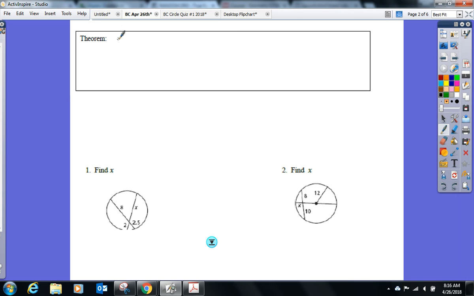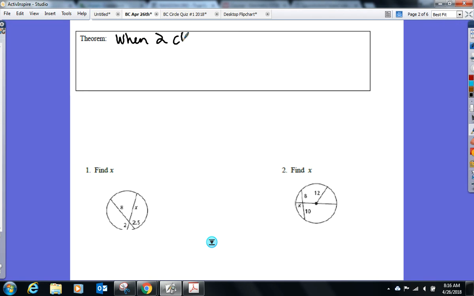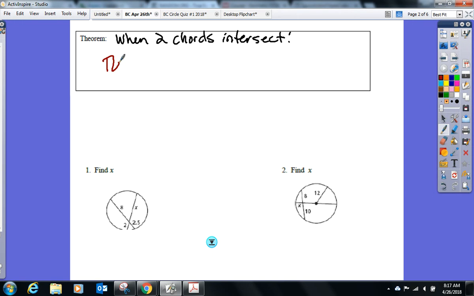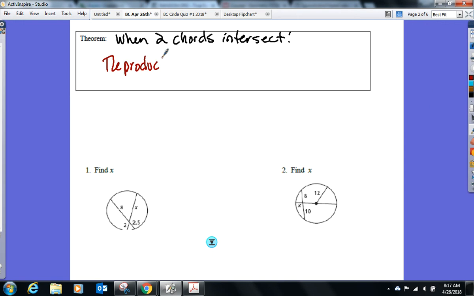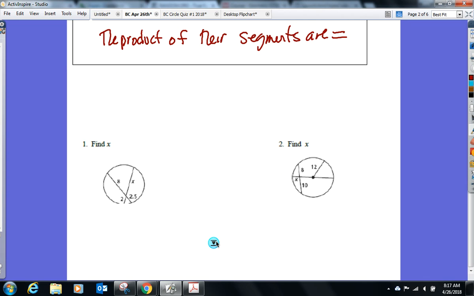Okay, so when two chords intersect, the product of their segments are equal. And I'll show you exactly what we mean in these next couple examples. So we are no longer talking about angles, we're talking about lengths now.